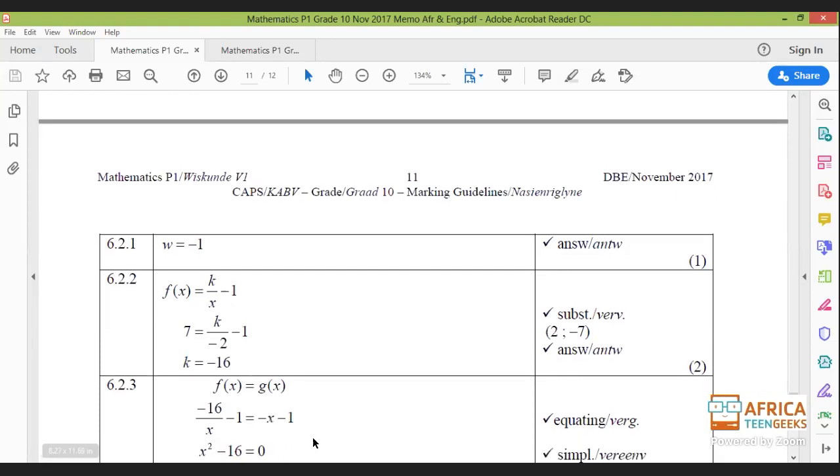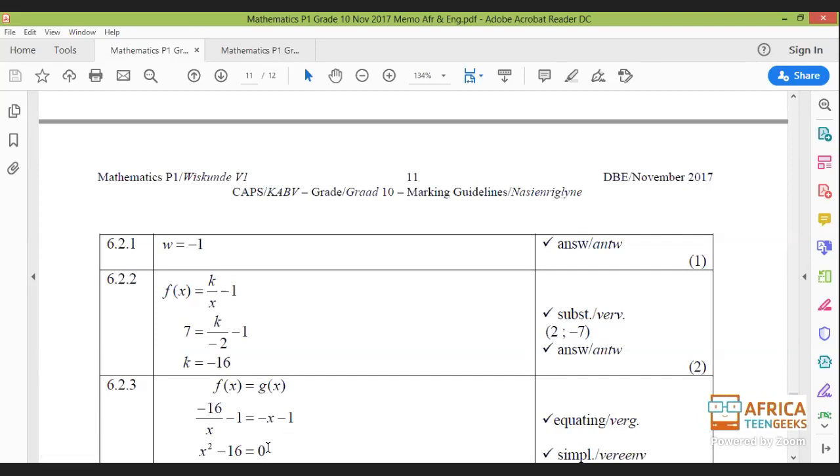Then you need to simplify this. So you have to multiply by x throughout. When you multiply by x here, it will be -16. Here, it will be -x squared. Here, it's going to be -x. Then when you take the -x to this side and plus x, the x and x cancel. Then you'll be left with x squared -16.